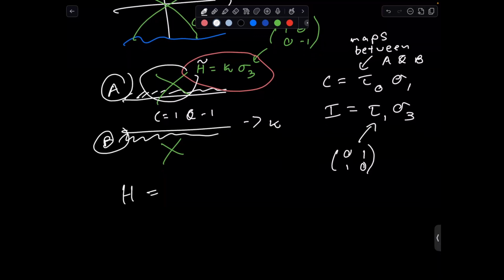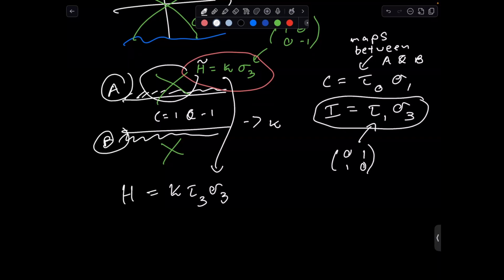Okay, so my Hamiltonian now has to be symmetric under inversion. So if I have a K here and I have a sigma 3 from before, I better choose a tau 3, because it should anticommute with inversion, because inversion takes K to minus K, right? Inversion sends K to minus K, so it has to anticommute with this term.